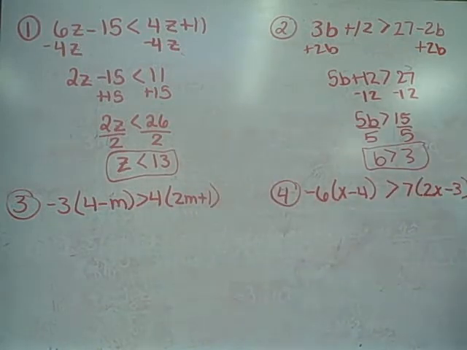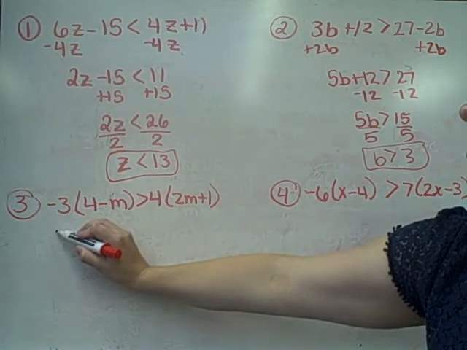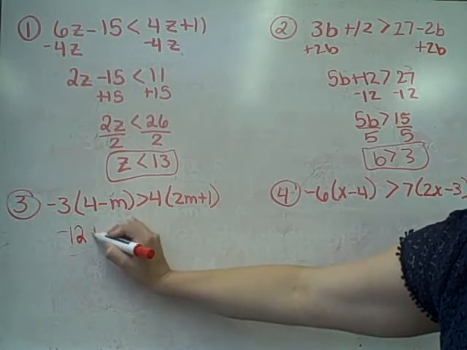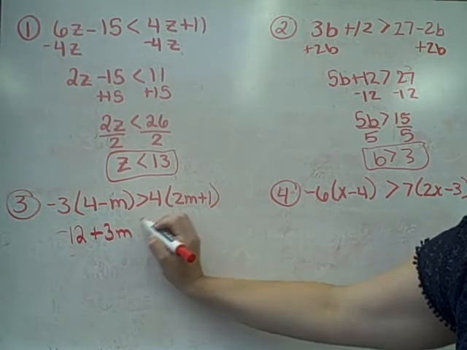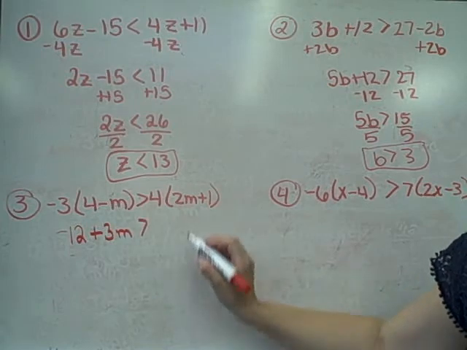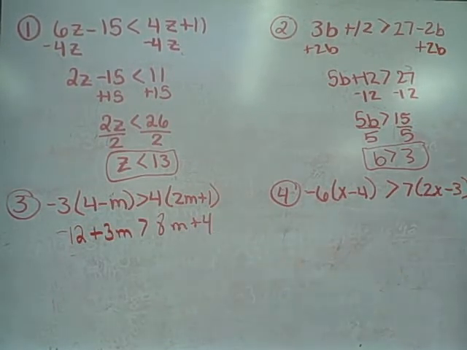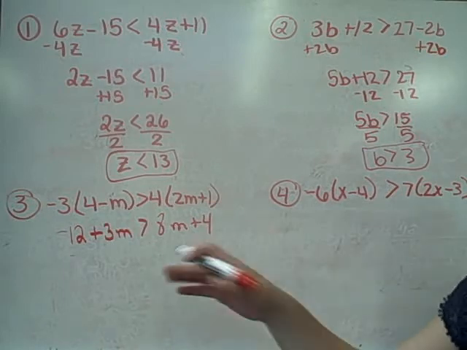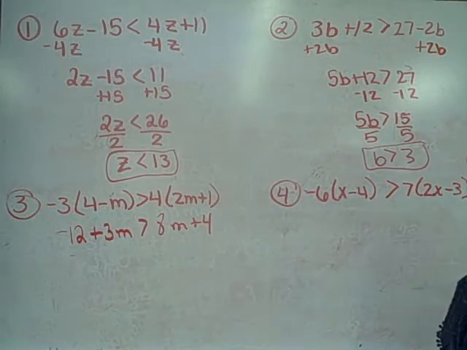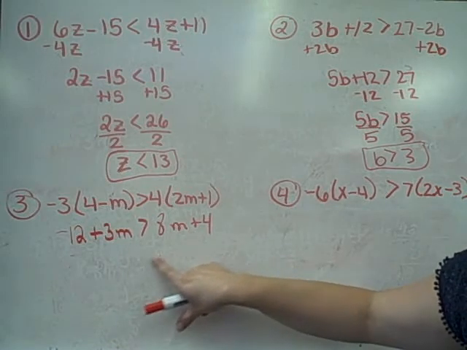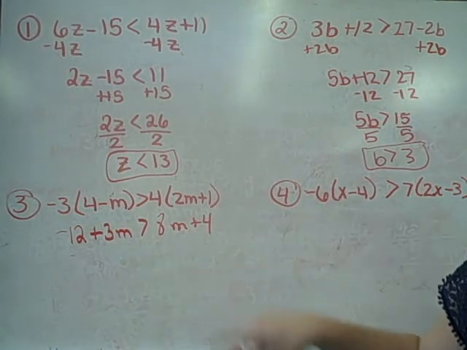Okay. Let's look at number 3. We must distribute first. So we have negative 12 plus 3m is greater than 8m plus 4. Again, we have to get all our variables to one side and all of our numbers to the other. It does not matter which side you want to put them on. Okay? I'm going to choose to put my variables over here and my numbers over here.